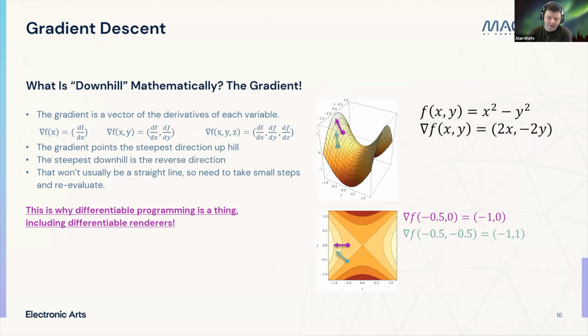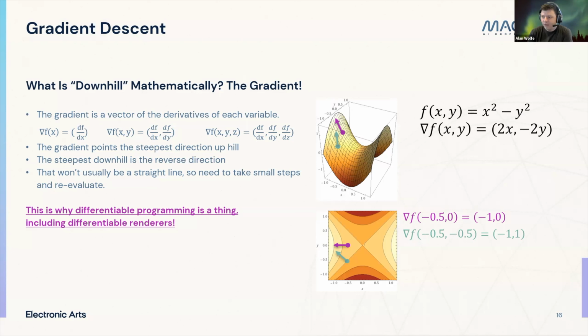Okay, so the physical intuition of rolling downhill makes a lot of sense, but how do you do that mathematically? The answer is the gradient. The gradient is just a vector of derivatives of the function. So if your function takes 2 parameters, your gradient will be a vector of size 2, where each entry is the derivative with respect to each parameter. The nice thing about the gradient is that it points in the steepest direction uphill. Since we're trying to find the minimum, we just go the opposite direction, which will be the steepest direction downhill.